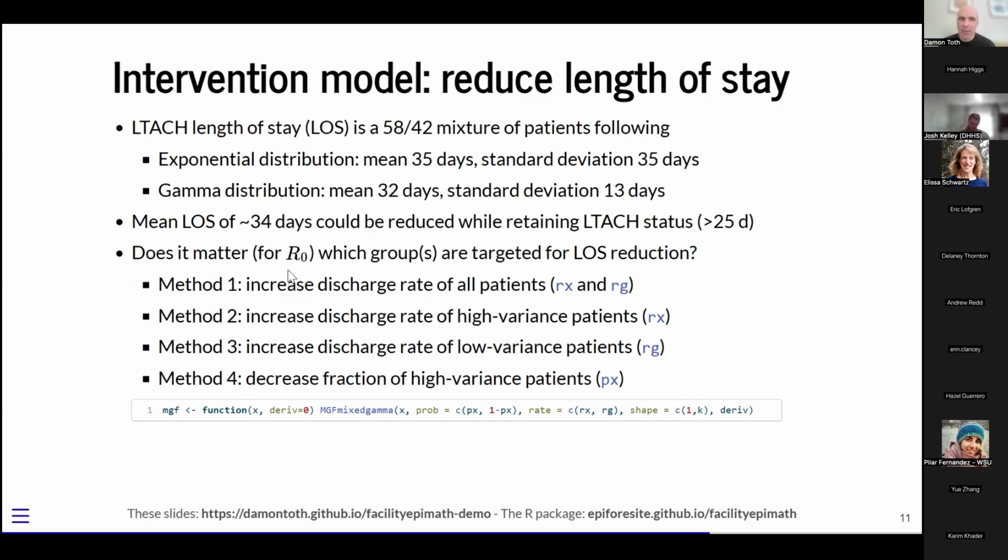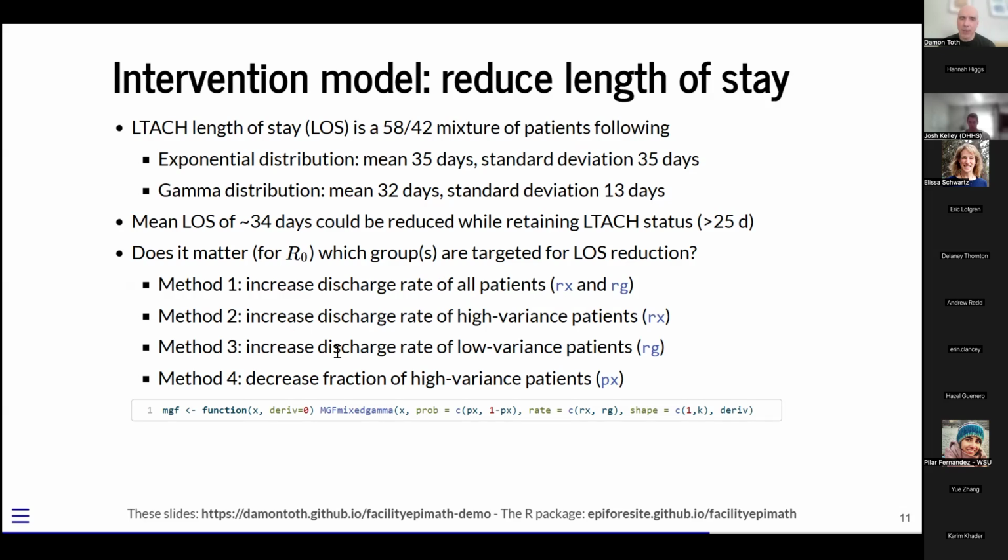So one question is, does it matter for reducing R naught which of these groups is targeted for length of stay reduction? We tried 4 different methods of reducing the mean length of stay. There are 4 parameters of the distribution, and 2 of them are rate parameters, or the average discharge rate. Method one would be to just increase the discharge rate of all patients, speeding up the rate of getting patients through their treatments and out.